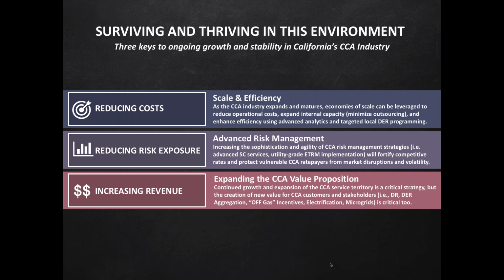And lastly, we've seen a lot of energy and focus going into the growth of the CCA service territories. We see this in the rapid growth of the number of active CCAs, as well as the expansion of existing CCAs to include neighboring communities and customers in other areas. Clearly this is an important strategy to grow the overall CCA load and the revenue base, but there are other ways to increase revenues. And we are seeing CCAs beginning to explore opportunities for load growth through other things like building and transportation electrification or demand response, DER aggregation, or the virtual power plant concept.